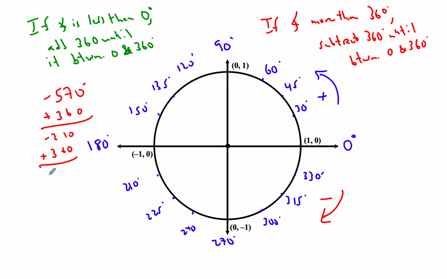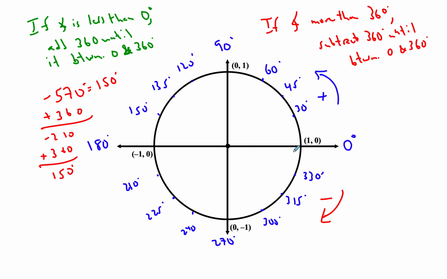The reason we're adding 360, I should probably mention, is because that's once around, okay? And that means that if I start here and I go 360, I'm still in the same place. So that's the notion behind adding or subtracting 360. Probably should have mentioned that. So I add 360 again, and I get 150 degrees. This means that if I go negative 570, that's the same as going 150.